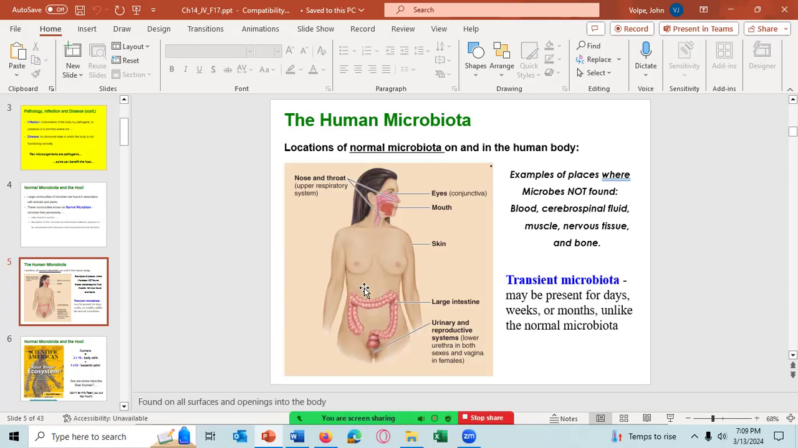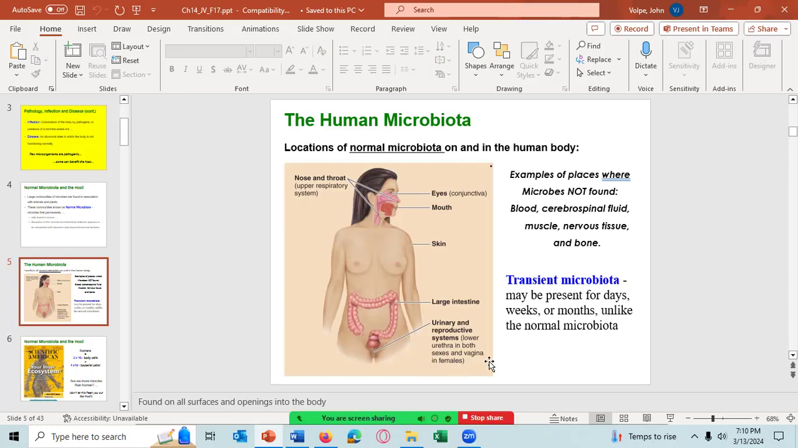The gastrointestinal tract, I don't know if I mentioned that, is totally coated with normal microbes. The normal microbiota are organisms that generally colonize the host at an early age, like maybe birth, and continue to live with the host for essentially the host's entire lifetime. That's different from a transient microbiota, which may be present for days, weeks, or months.